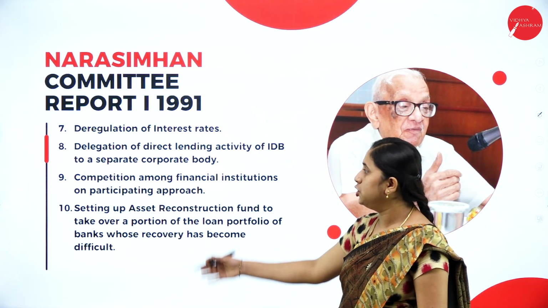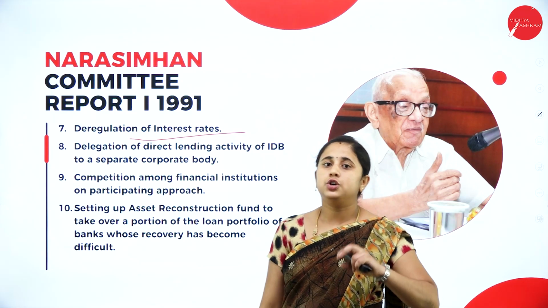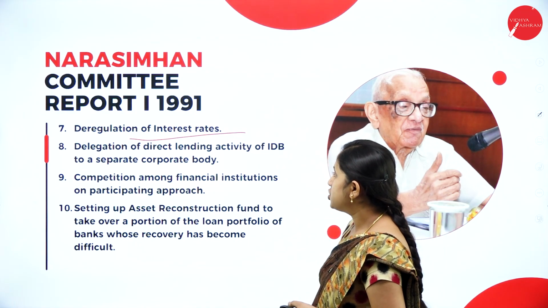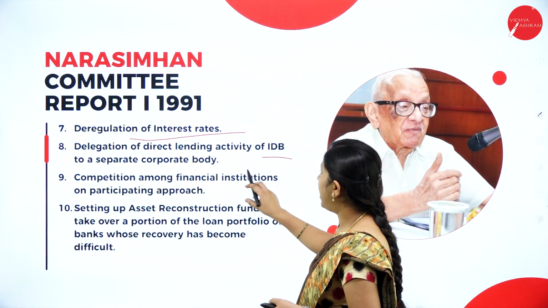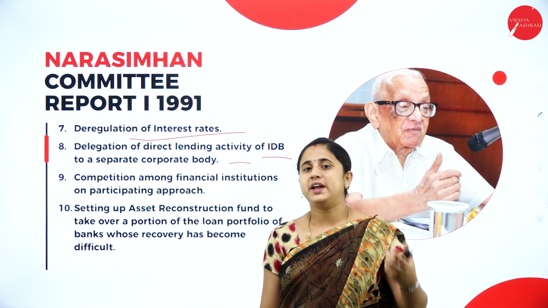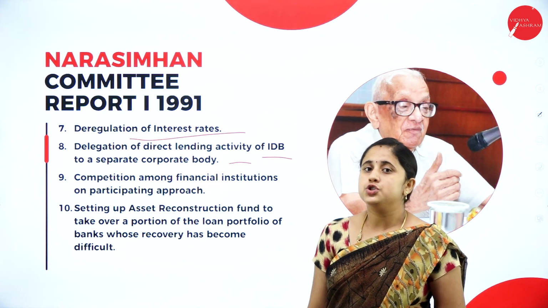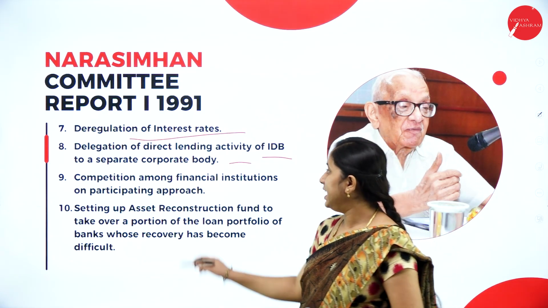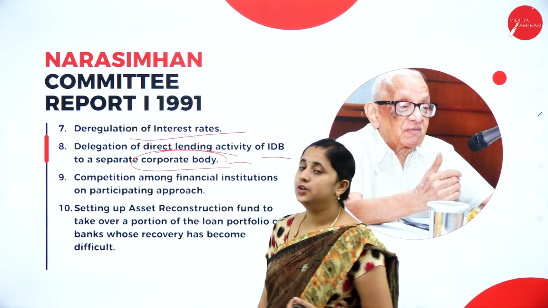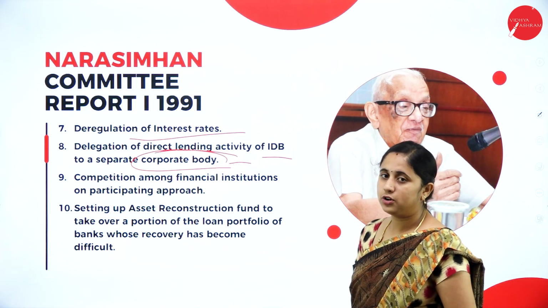So again it continues. Next recommendation, deregulation of interest rates. So you need to make changes in the interest rate. Next one, delegation of direct lending activity of IDBI to a separate corporate body. IDBI directly has the power to lend money to the public. So delegate the direct lending activity from the IDBI to a separate corporate body.